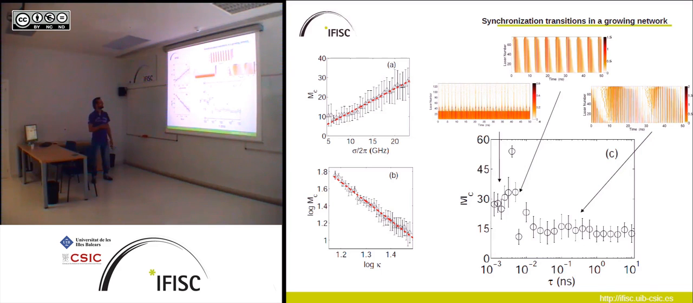Okay. The critical coupling depends mostly linearly with the width of the distribution of the optical frequencies. This critical coupling is a power law of the coupling strength, and especially interesting, the time delay changes the minimum number of lasers in our system to synchronize, to start the synchronization. This is the case of Crowd Synchrony, the case of the smooth transition.